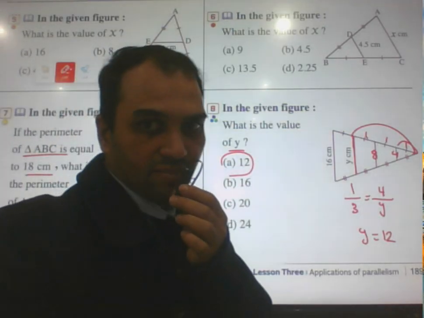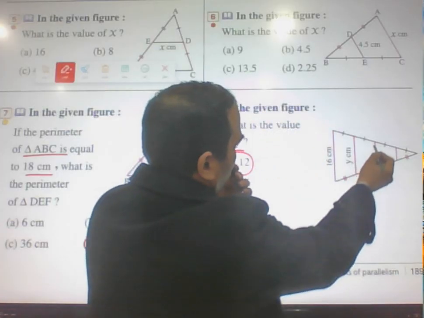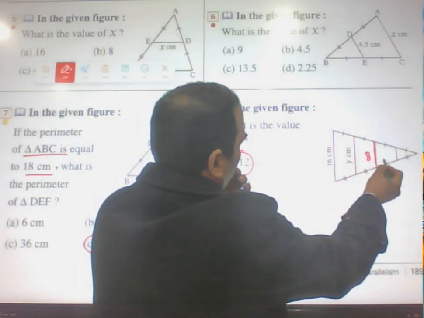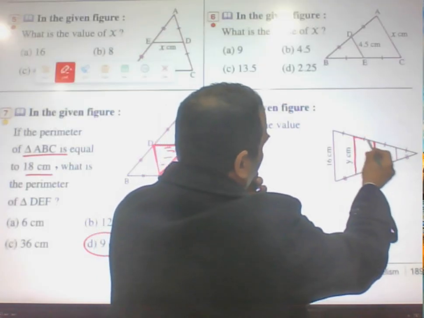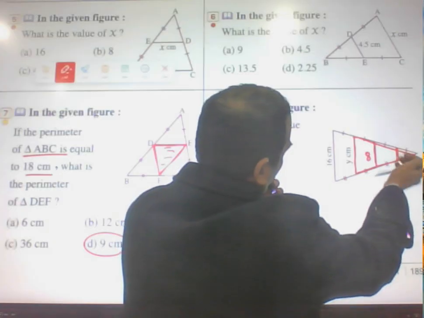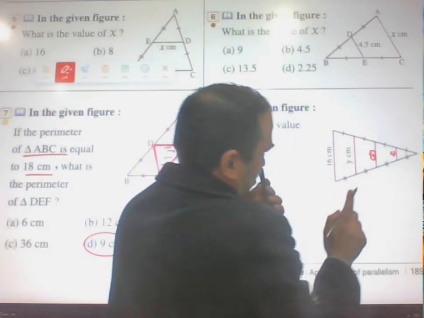Again, I will explain this example again by another method. Pay attention. This line segment in the biggest triangle is half of 16, equal 8 centimeters. And in this triangle, look at this triangle, this line segment is half of 8, it will be 4 centimeters. Then we have here 8 and 4.